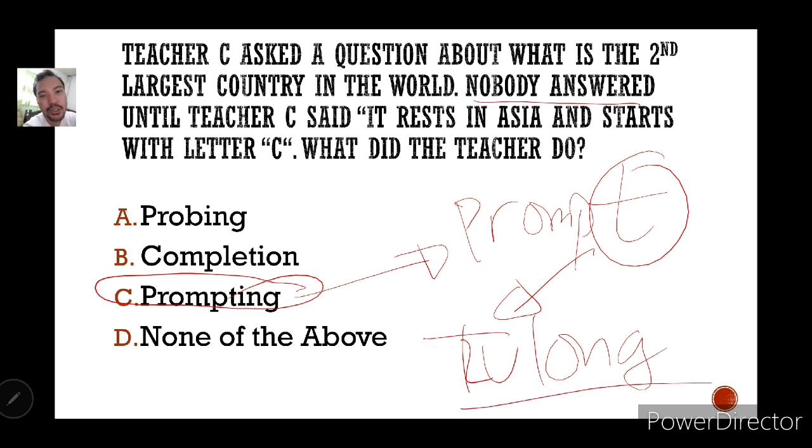Yan lang ang leksyon natin ngayon, guys. I hope you get something out of what we have discussed today. I hope that I was able to help you somehow. Sana makapasa kayo lahat sa board exam this March 2020.